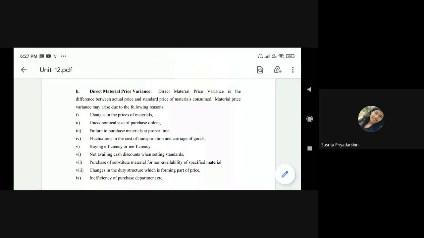सो मटेरियल प्राइस वेरिएंस में आ रहा है इज ड्यू टू द फॉलोइंग रीजंस। इसका मतलब ये हुआ कि कौन से केसेस में हम बता सकते हैं कि ये मटेरियल प्राइस वेरिएंस आ सकता है। ओके, तो द चांसेस दैट द मटेरियल प्राइस वेरिएंसेस मे कम इन द फॉलोइंग सिचुएशंस। So these are the various situations. So what are they? The first one is changes in the price of material. So if price of material is changing, then material price variances will come. Then on economical size of purchase order.